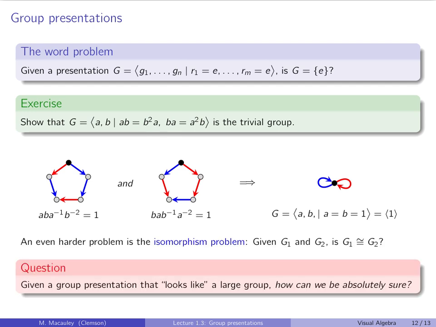Here's an even harder problem, the isomorphism problem. Given two groups, G1 and G2, that are also given by presentations like this, are they isomorphic? Now, we don't know how to prove two groups are isomorphic. There are tools for that. But this is a harder problem than just saying, is one group equal to the identity? And it really boils down to the following. Given a group presentation that looks like a large group, maybe one that we know, how can we be absolutely sure that it somehow doesn't magically collapse down like this? There are presentations that look a lot like this that are infinite groups. This one is the trivial group.